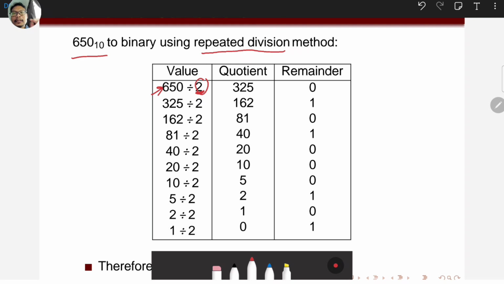So we divide by 2, and 650 divided by 2 is 325, with the remainder 0, we put a 0 there. 325 we bring here, divide by 2, we get 162 with the remainder 1. So we just complete the table, 162 goes down here, 81, and so on until we get the quotient 0. When the quotient is 0, 1 divided by 2 is 0 with remainder 1, and after that we cannot do any further.